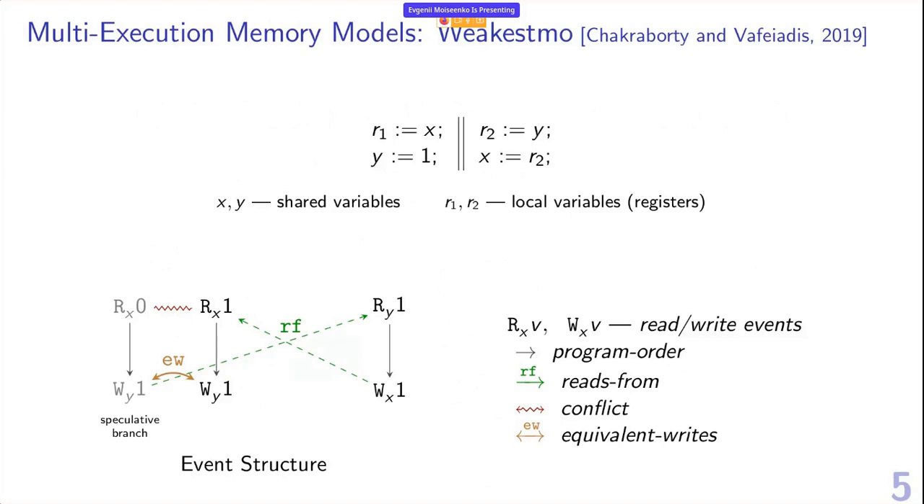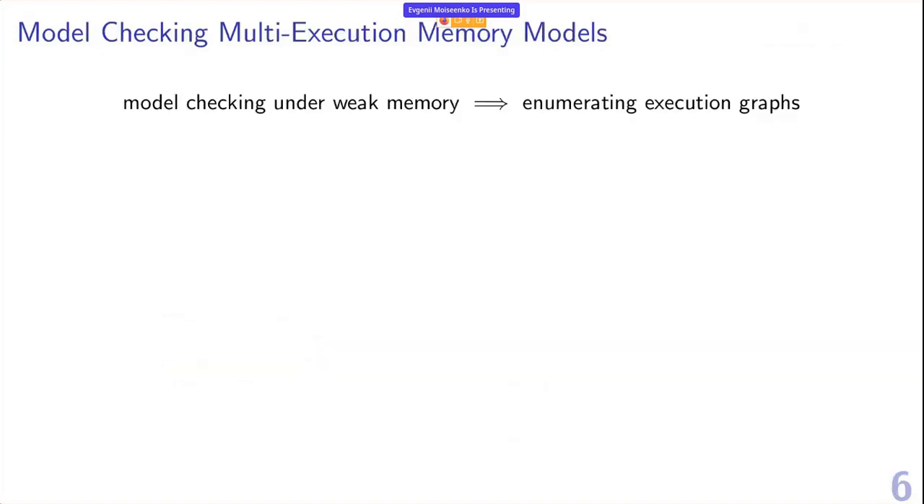So these multi-execution memory models serve the main purpose very well. Namely, they justify the soundness of a large set of various optimizations. However, they are extremely difficult to reason about, both for humans and for computers. In particular, if we have a look at the task of model checking concurrent programs under these models, which in this setting is equivalent to just enumerating the valid execution graphs, then this task is extremely computationally hard, and it is intractable even for simple programs.